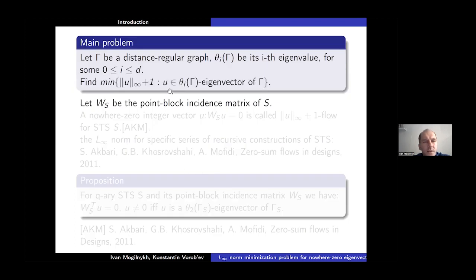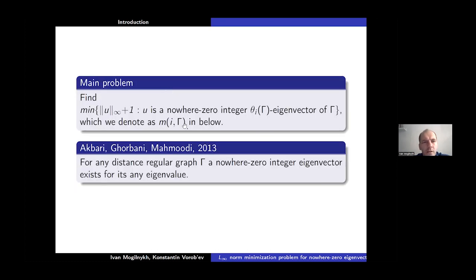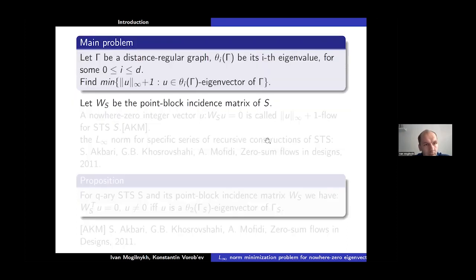We are particularly interested in the case when this graph Gamma is the block graph of a Steiner triple system, or the Johnson graph, or the Grassmann graph. Some explanation is needed here. We have plus one here due to previous studies.